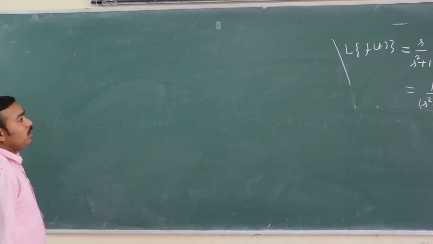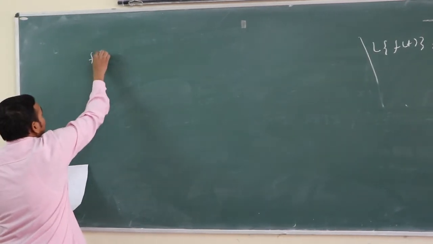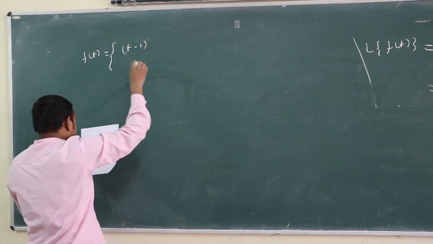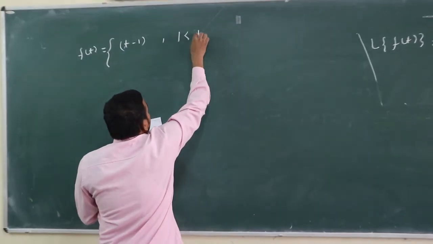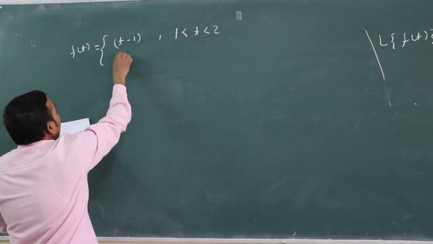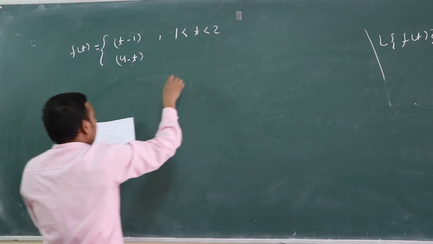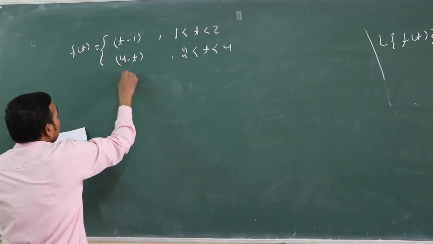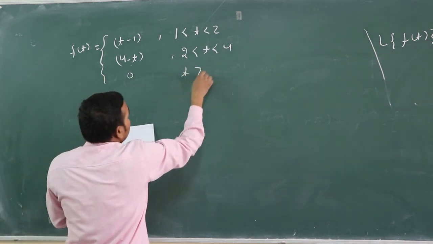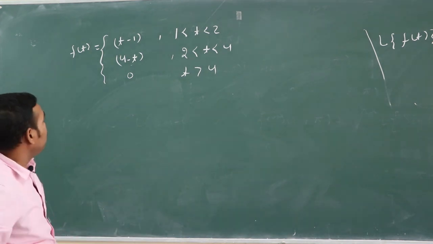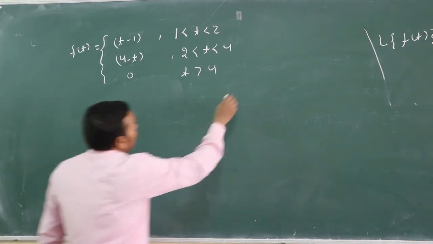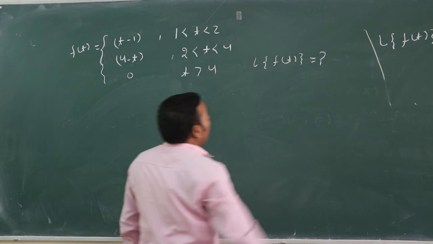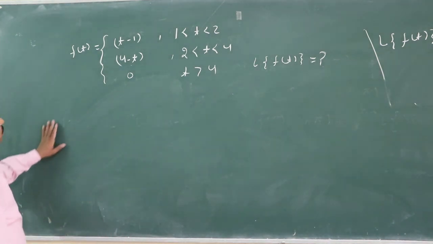Now take one more example, that is f of t equal to t minus 1 for t lying between 0 to 1, to t, 4 minus t for t lying between 2 to 4, and 0 for t greater than 4. So find Laplace of f of t after converting it into unit step function.